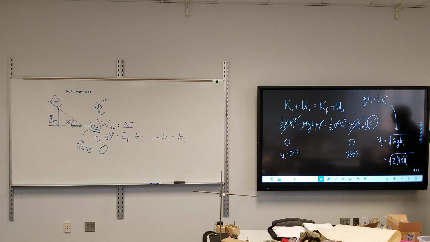What is my initial height? 10 meters. And then, does anyone know what the square root of 196 is? 14. Units? Meters per second.